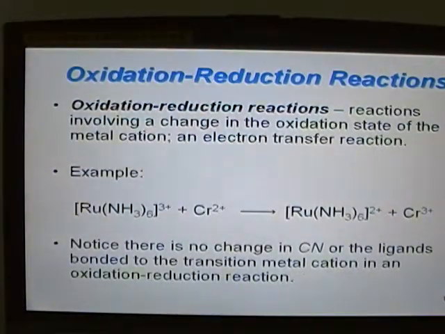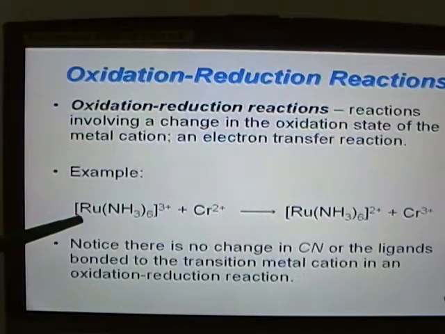Next, to oxidation-reduction reactions. Oxidation-reduction reactions, as you know from general chemistry, involve a change in the oxidation state of the metal cation. There must be an electron transfer during this reaction.